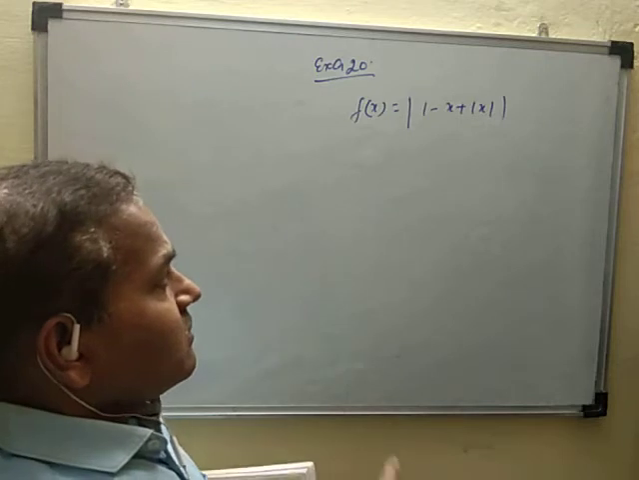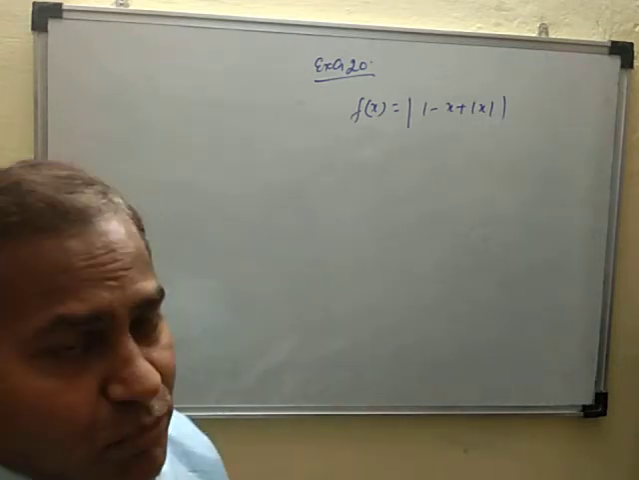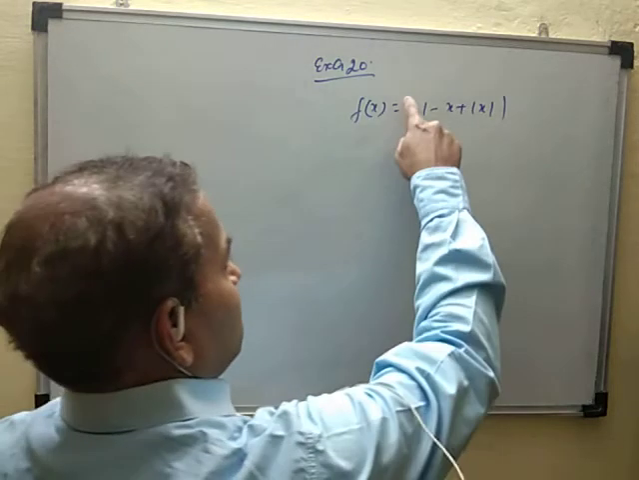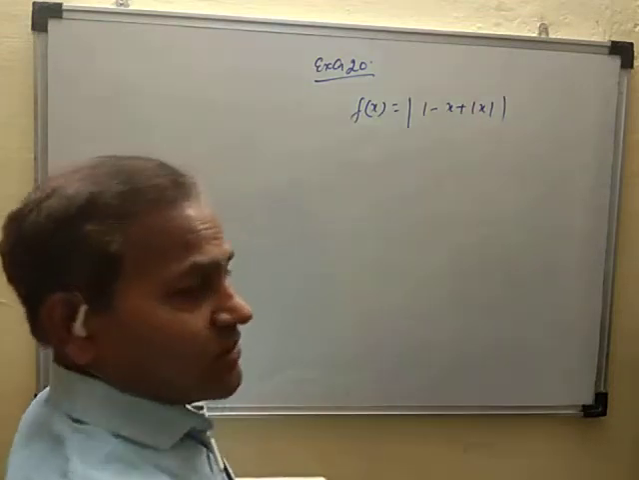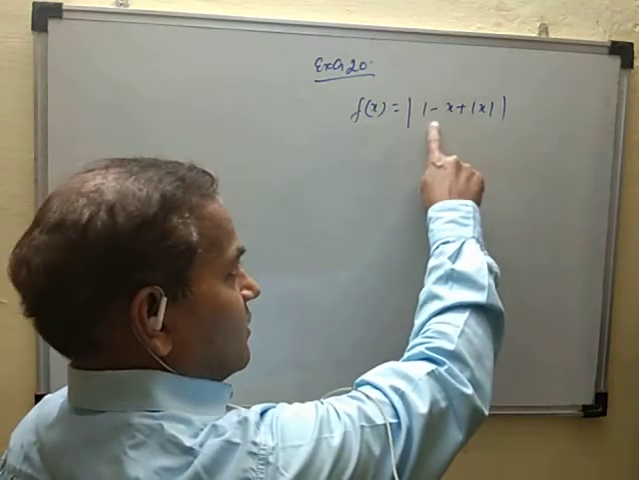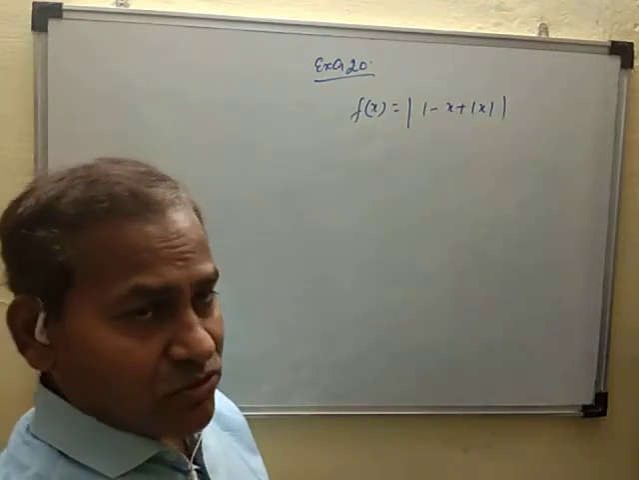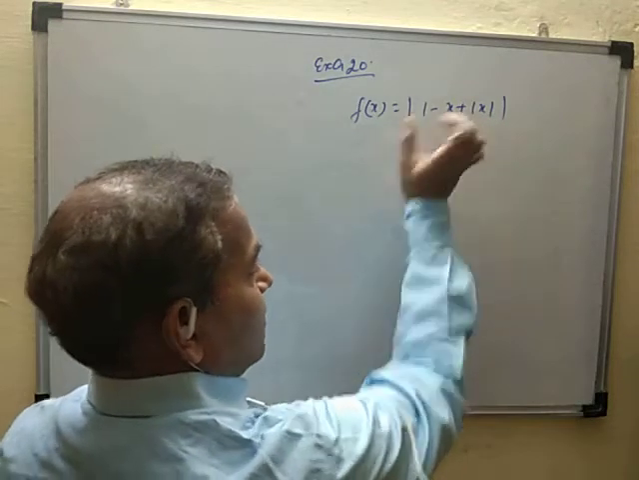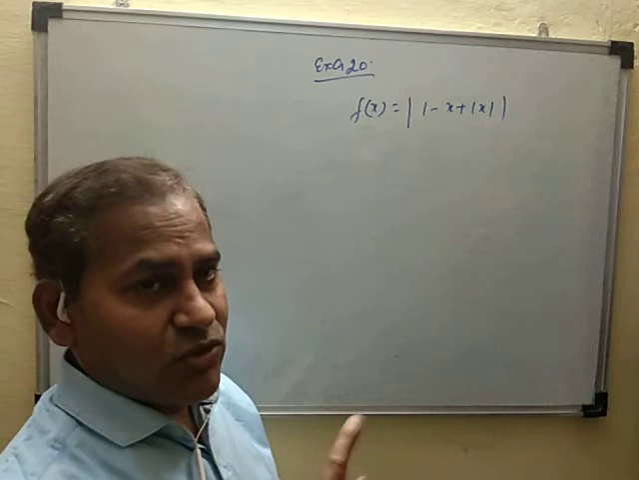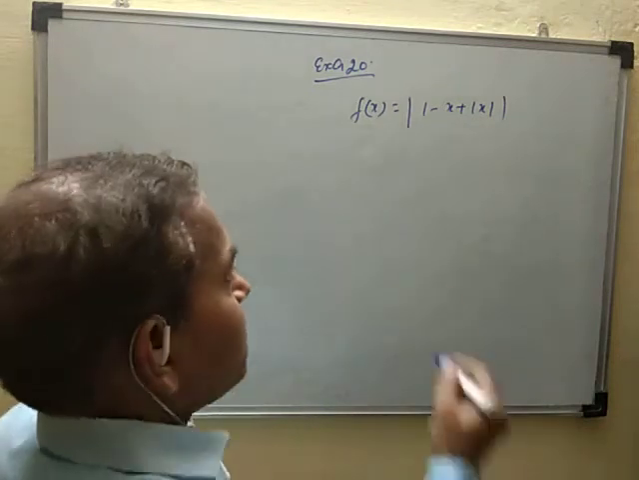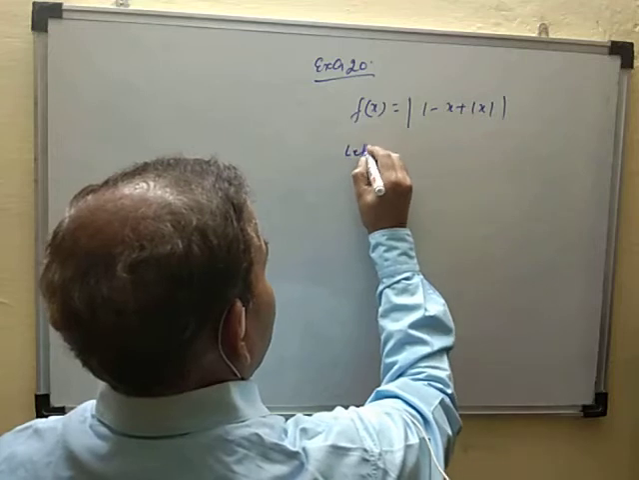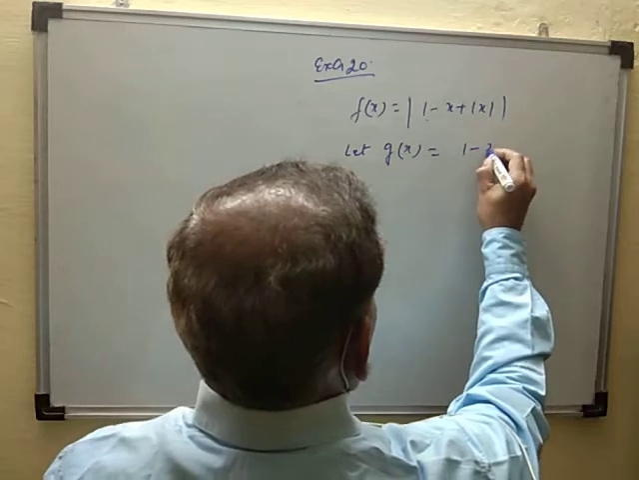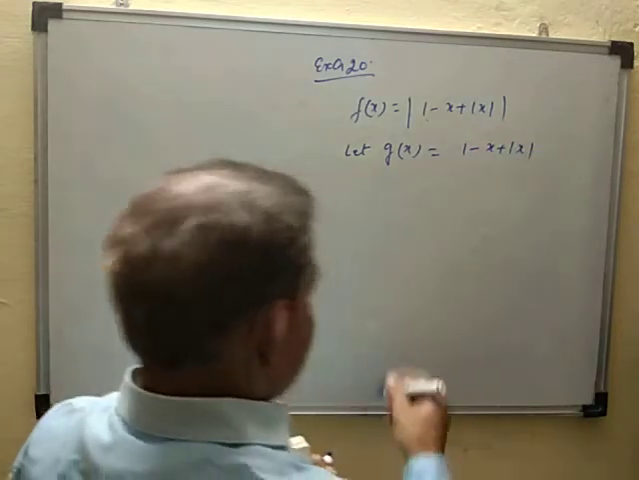And check that the given function is the composition of two functions or not. First function is a modulus function, and second is an algebraic function. So this is the composition of two functions. Here there is mod and also an algebraic function, so convert it into functions. So let g of x is equal to the whole term, that is 1 minus x plus mod x.